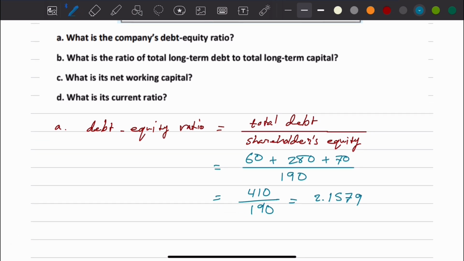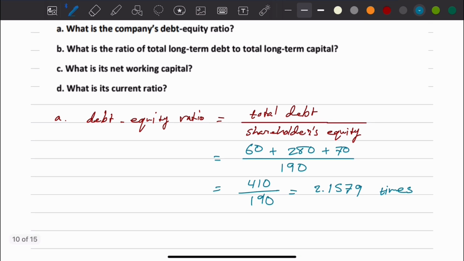That's a multiple, so you could also write 2.1579 times. So that means the company's total debt is 2.1579 times their shareholders' equity. All right. Let's look at the second requirement, B. What is the ratio of total long-term debt to total long-term capital?